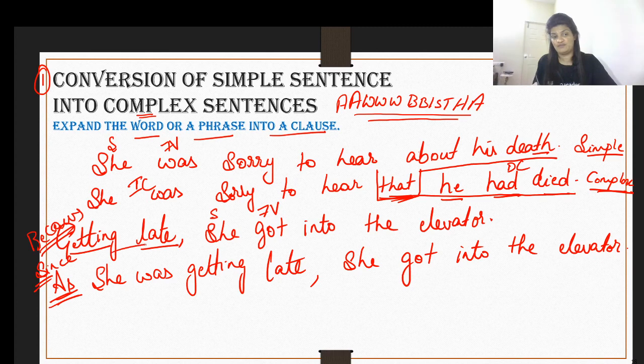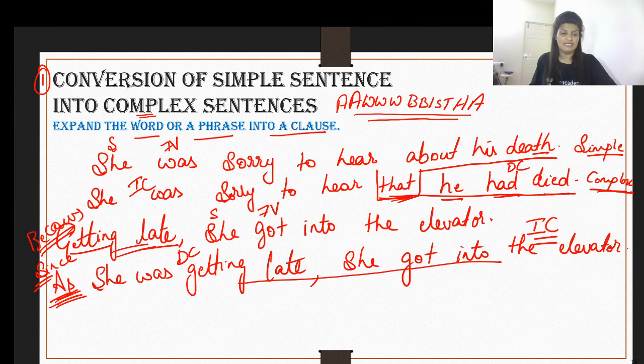So now we have converted this getting late phrase, a participle phrase, into a clause. We have expanded that and we have converted that into a clause. In fact, into a dependent clause by introducing the subordinating conjunction as, thereby making this statement a complex statement, where this is our dependent clause and this is our independent clause. All right, let me give you another example.